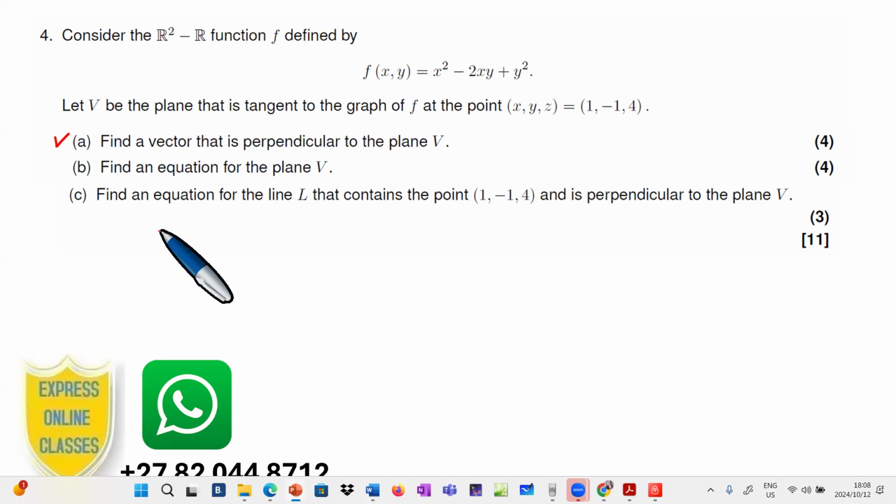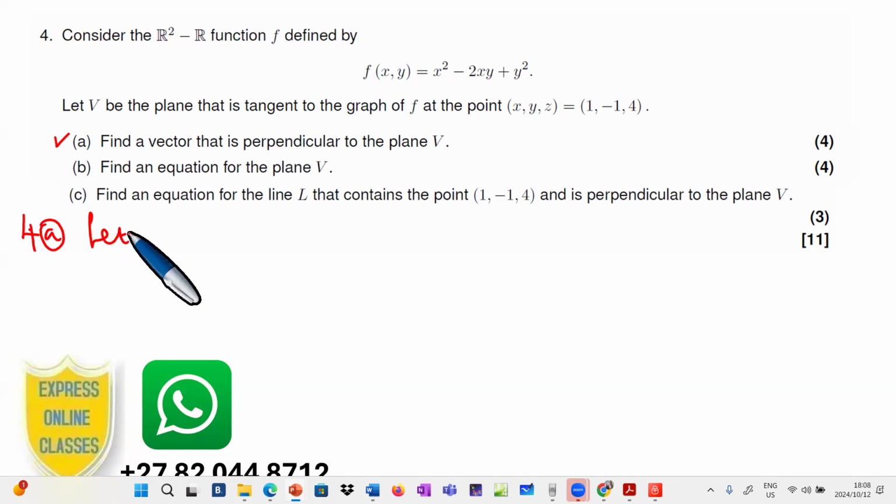The question is, how do we do this question? How do we find a vector that is perpendicular to the plane V, which is tangent to the graph of f at the point (1, -1, 4)? For 4 marks, we need to find a vector that is perpendicular, or orthogonal, to the plane. To do that, we use the derivative. So we're going to do question 4a.